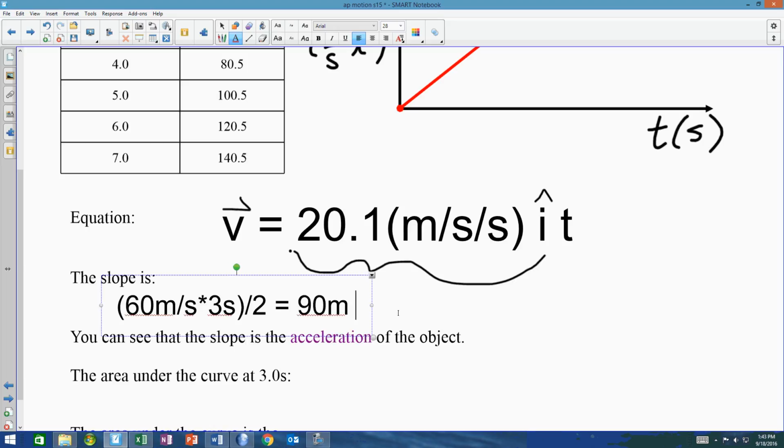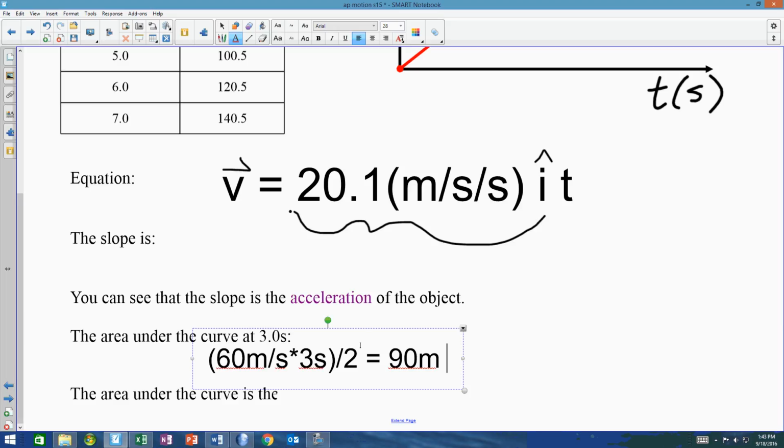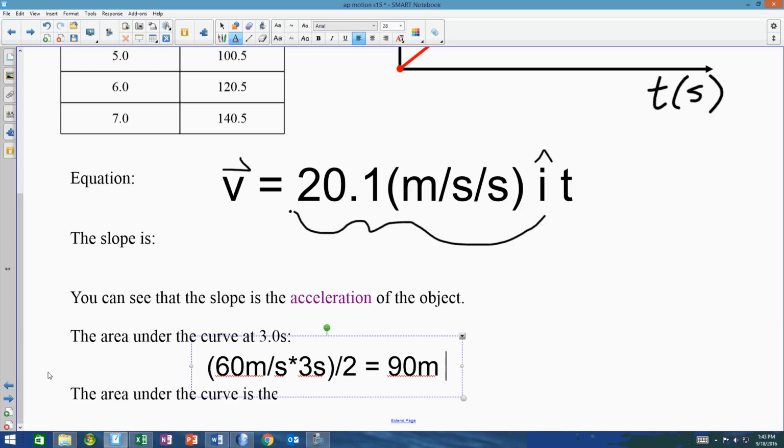Okay, so that's the magnitude. So when we look at the area under the curve, we're looking at 90 meters. And meters are the unit for what? That's right, displacement or position.